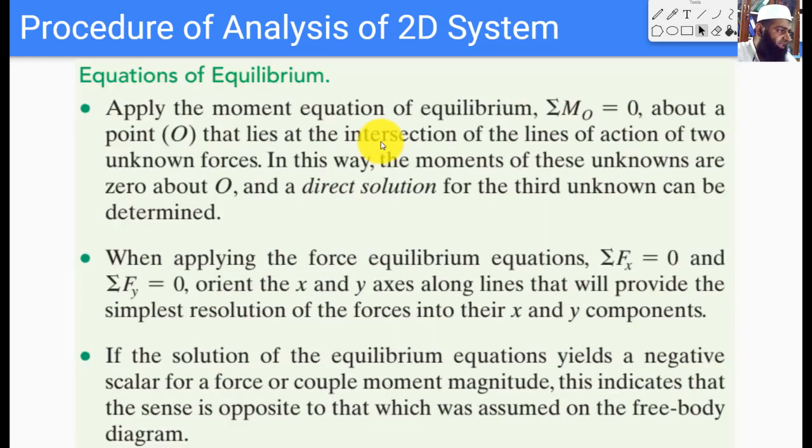Okay, and once we have drawn the free body diagram, once we have labeled all of the known and the unknown forces, then we can apply the equations of equilibrium. Sum of all the forces in x is equal to 0, sum of all the forces in y is equal to 0, and sum of all the moments at any point O is equal to 0.